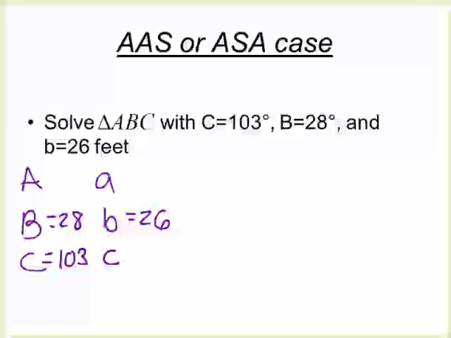The first thing to solve for requires no trig. What can I solve for right away? Angle A. What do we know about the 3 angles of a triangle? They have to add up to 180, so I can find that third angle by subtracting what I already know from 180. And that leaves 49 left over for angle A.